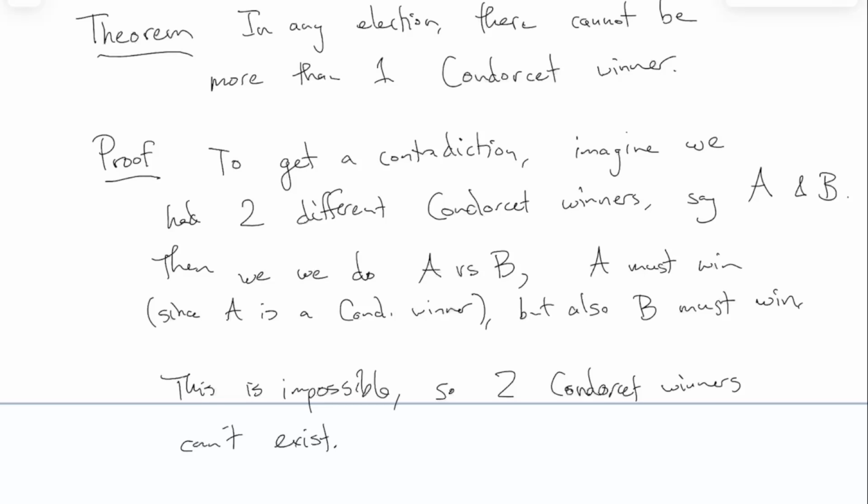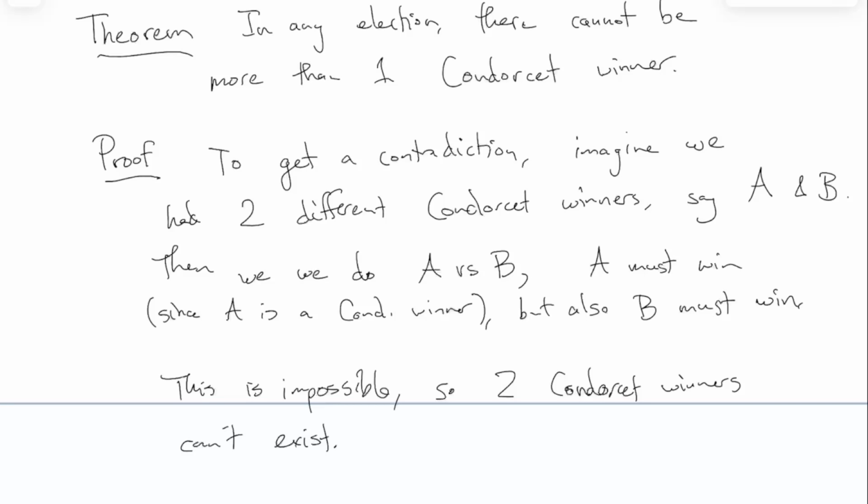All right? This is a bogus situation. You can't have two different candidates who would always win against everybody else, because at some point they have to meet each other and then they can't both win in that matchup. All right? This is just a cute little fact about Condorcet winners. There cannot be more than one Condorcet winner.